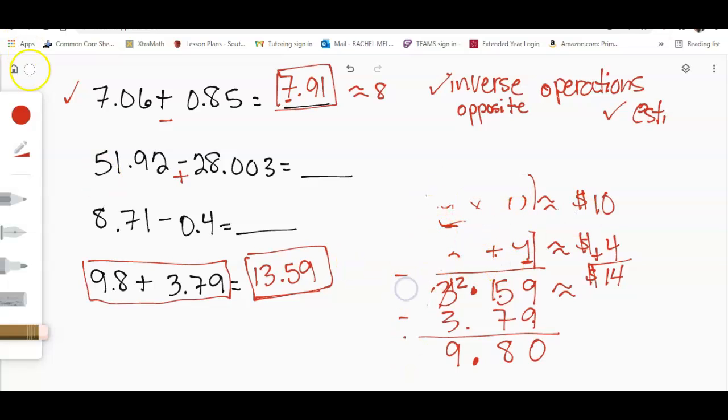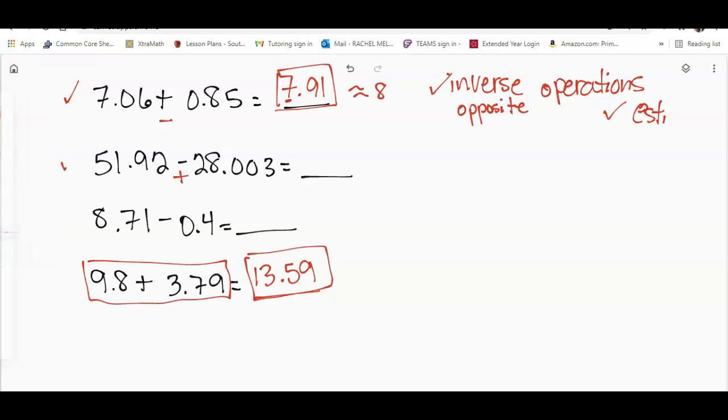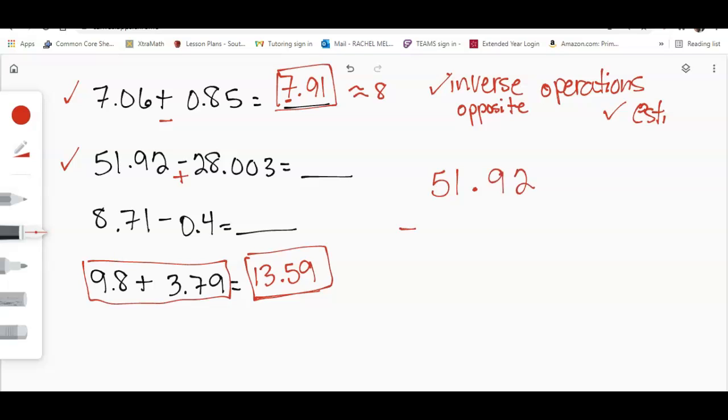Okay, let me see if I can't get this eraser to be a little bit bigger, go a little bit faster. There we go. Okay, so then we're going to go ahead and let's do this one right here. So same thing, 51 92/100 minus 28 3/1000. I've lined up my decimal, and I do need to place a placeholder.